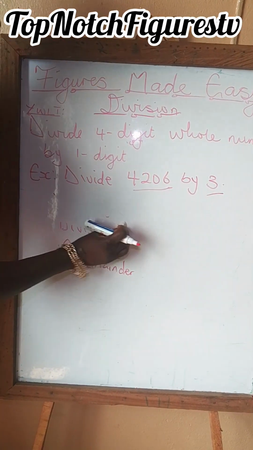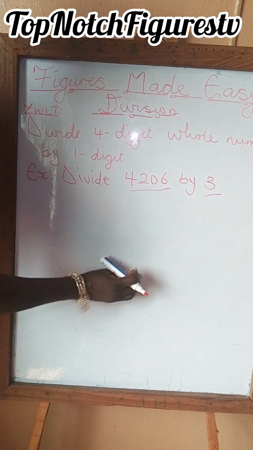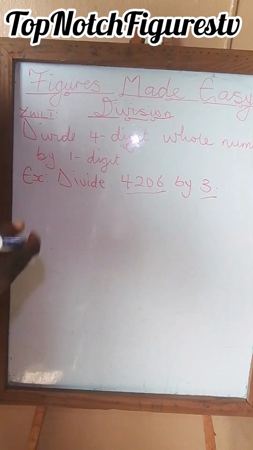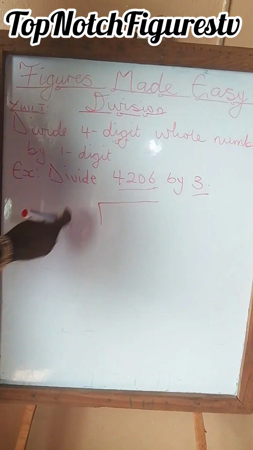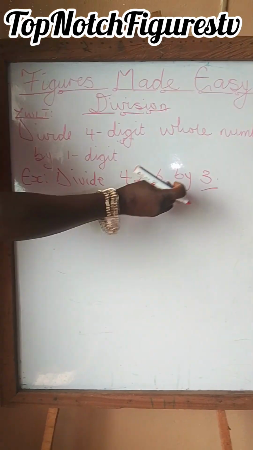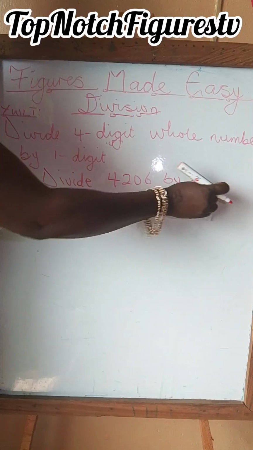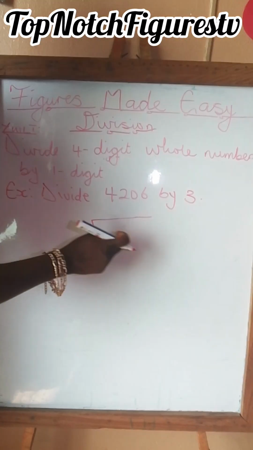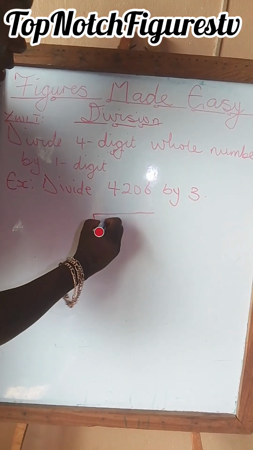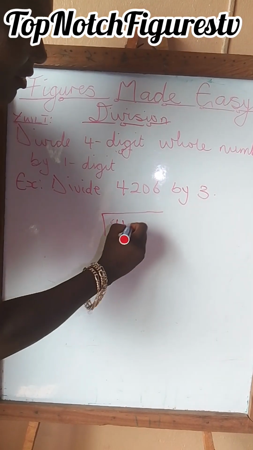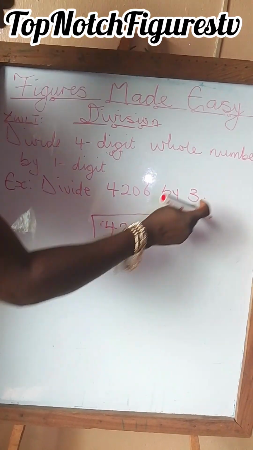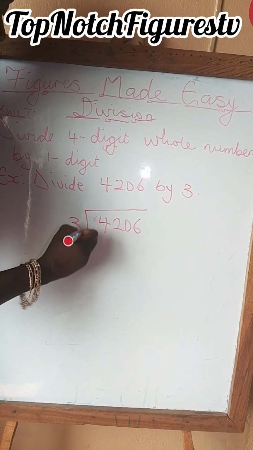Okay, so now let's move. Using our long division method, we write our dividend inside: 4,206, where we have our divisor outside.